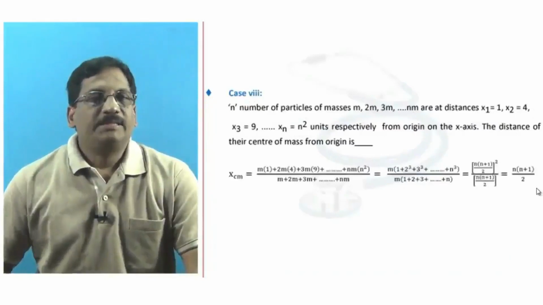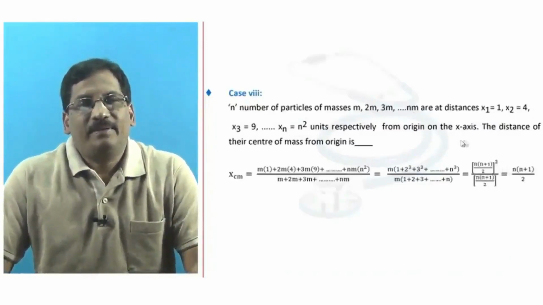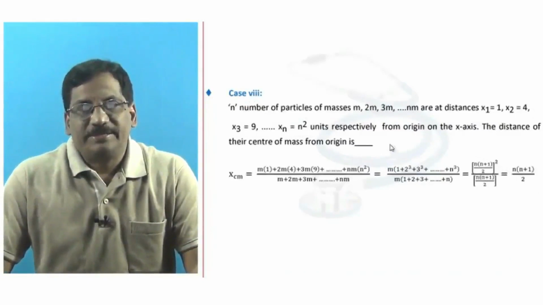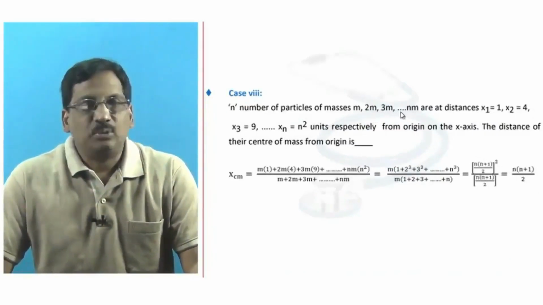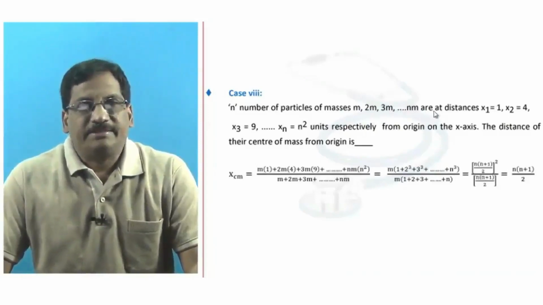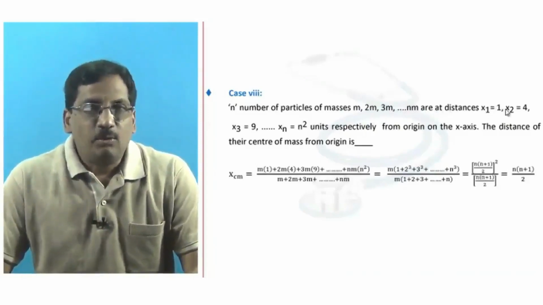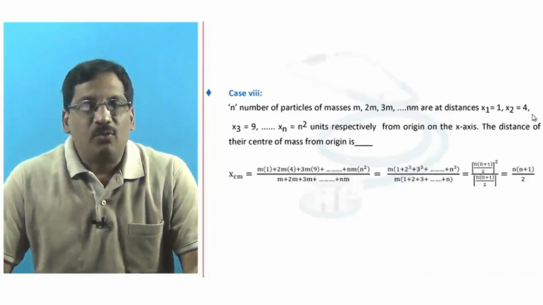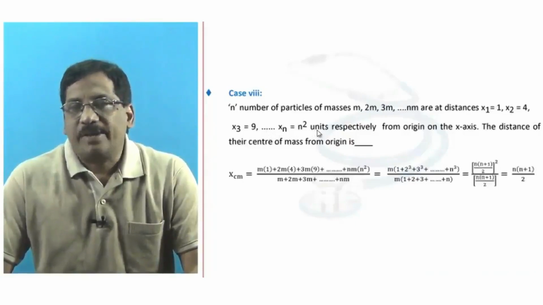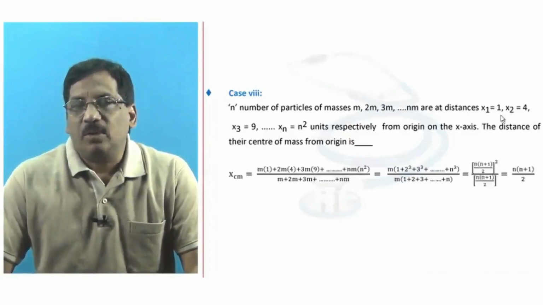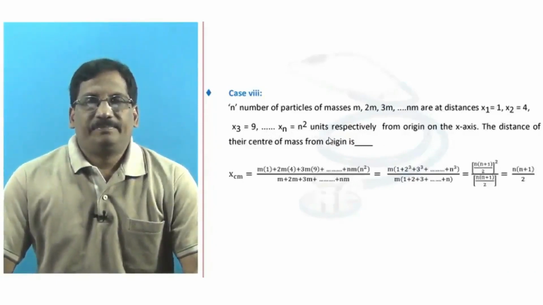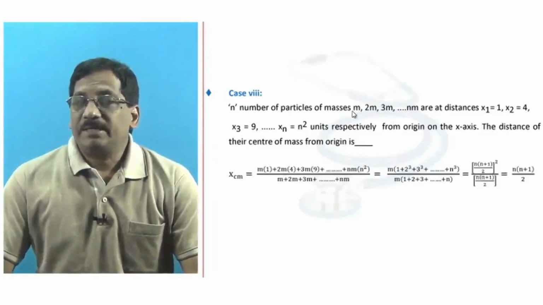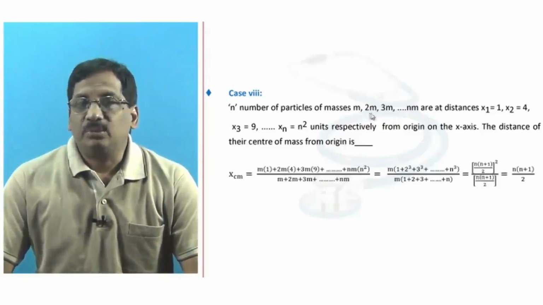And next, case 8. Another interesting question for us. N particles of masses m, 2m, 3m, and so on up to nm are at distances x1 equal to 1, x2 equal to 4, x3 equal to 9, and so on, xn equal to n square. Means at distances 1 square, 2 square, 3 square, and so on up to n square. Now this time the particles are also of different masses: m, 2m, 3m, and so on up to nm.